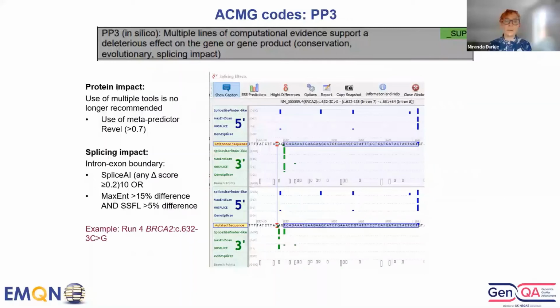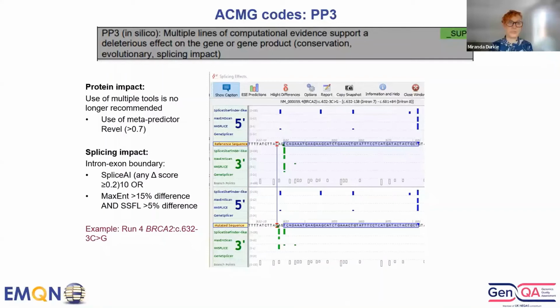So on to PP3, which is for the in silico tools or the multiple lines of computational evidence. And you've got 2 types of evidence you can apply here. The first is for the impact on the protein. There have been quite a few publications showing that use of multiple tools is no longer recommended because it can introduce significant bias. You can choose which programs you like, or which ones you want to make the answer that you want. So it's much better to use a really well-validated meta-predictor such as Revel, and we would use a cutoff of greater than 0.7.